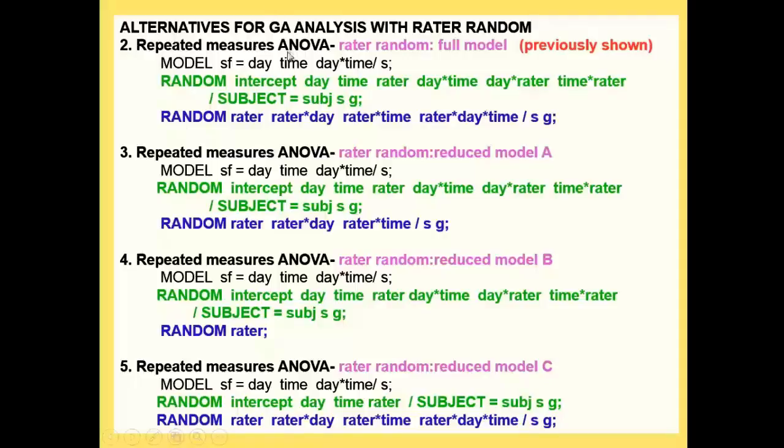I can't do it the way I want to. I want to get something to work so I can evaluate the effect of day, time, rater, and any of the interactions I want to. So what did this model do? What did this model 3 do?